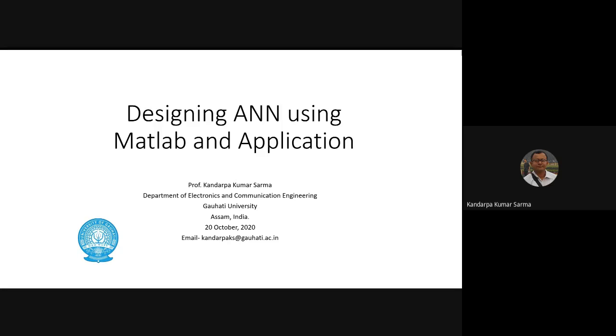So therefore, I thought since there are masters and PhD students, many will be quite familiar with the MATLAB, but there might be beginners. Therefore, I thought a brief familiarization with the MATLAB is required. Then we will shift to how to design the ANN by the use of the MATLAB.